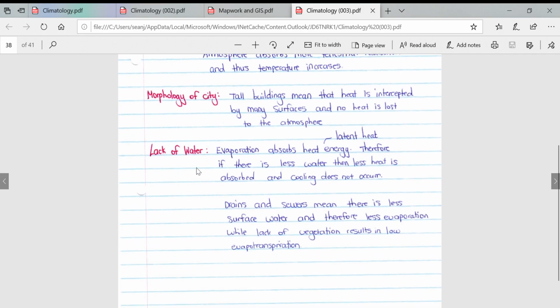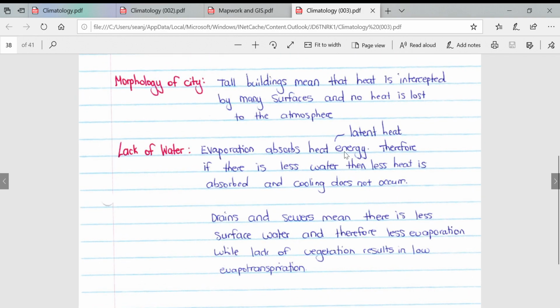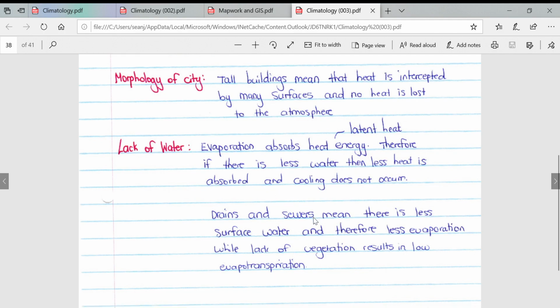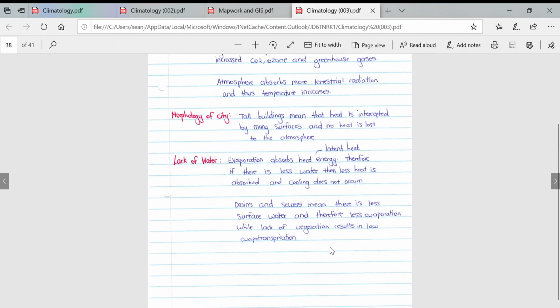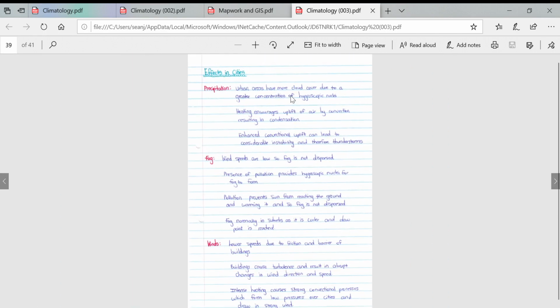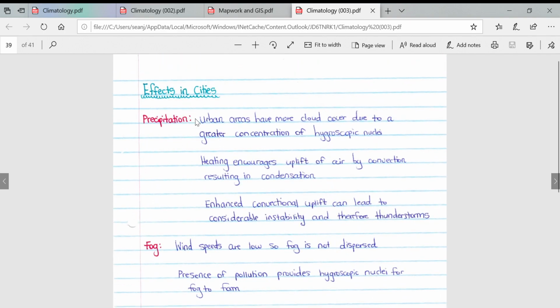Lack of water in cities: evaporation absorbs heat energy in the form of latent heat, which I did speak about in the tropical cyclone video. Therefore, if there's less water, then less heat is absorbed and therefore cooling does not occur. Drains and sewers mean there's less surface water and therefore less evaporation, while the lack of vegetation results in low evapotranspiration.